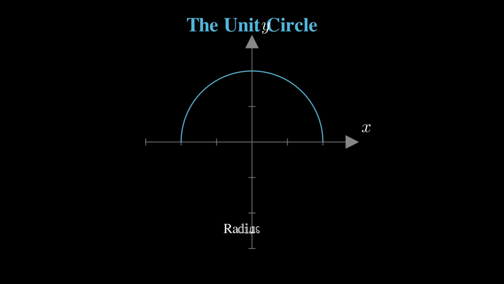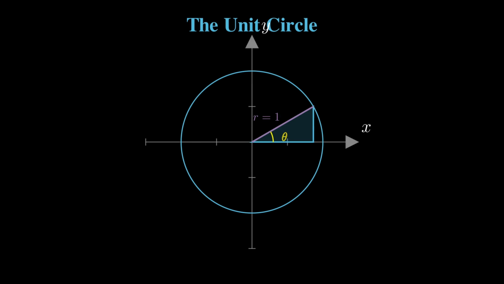Meet the unit circle. It's a circle with a radius of exactly 1, centered at the origin of our coordinate plane. Now let's place our right triangle inside it. See the right triangle? The hypotenuse is the radius, which is 1. The adjacent side lies along the x-axis, so its length is the x-coordinate. The opposite side is vertical, so its length is the y-coordinate.